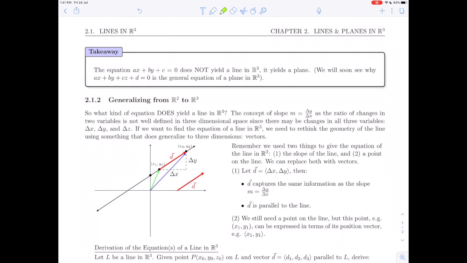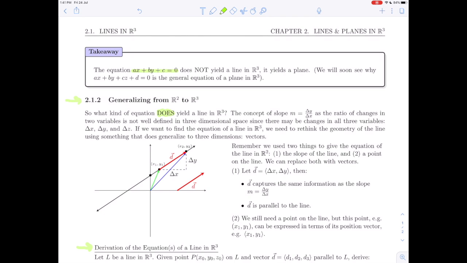In this video, we're going to cover section 2.1.2, which in particular includes the derivation of the equations of a line in R3. In the last video, we had seen that your familiar general form equation of a line from high school does not yield a line in R3, it yields a plane. And so that begs the question, what does yield the equation of a line?